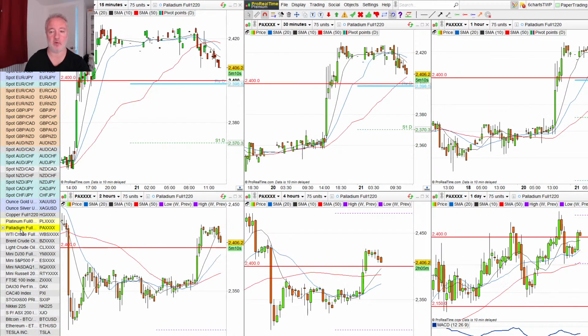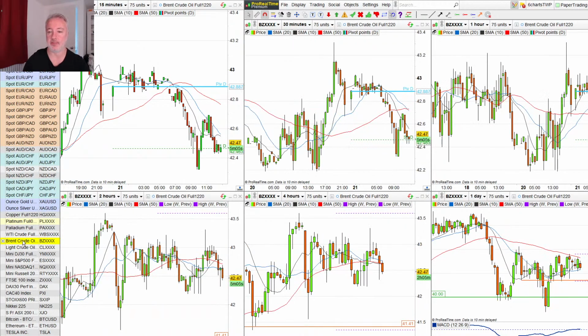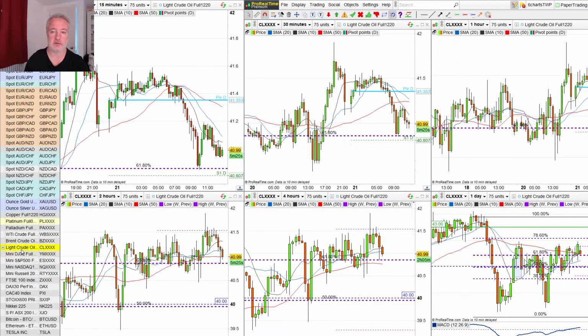Okay, palladium, all of these, not great. Okay, let's look at oils. That's a mess, no doubt it's a mess, and it just looks like a mess on all the charts. It's saying don't trade me. And crude oil, not great.